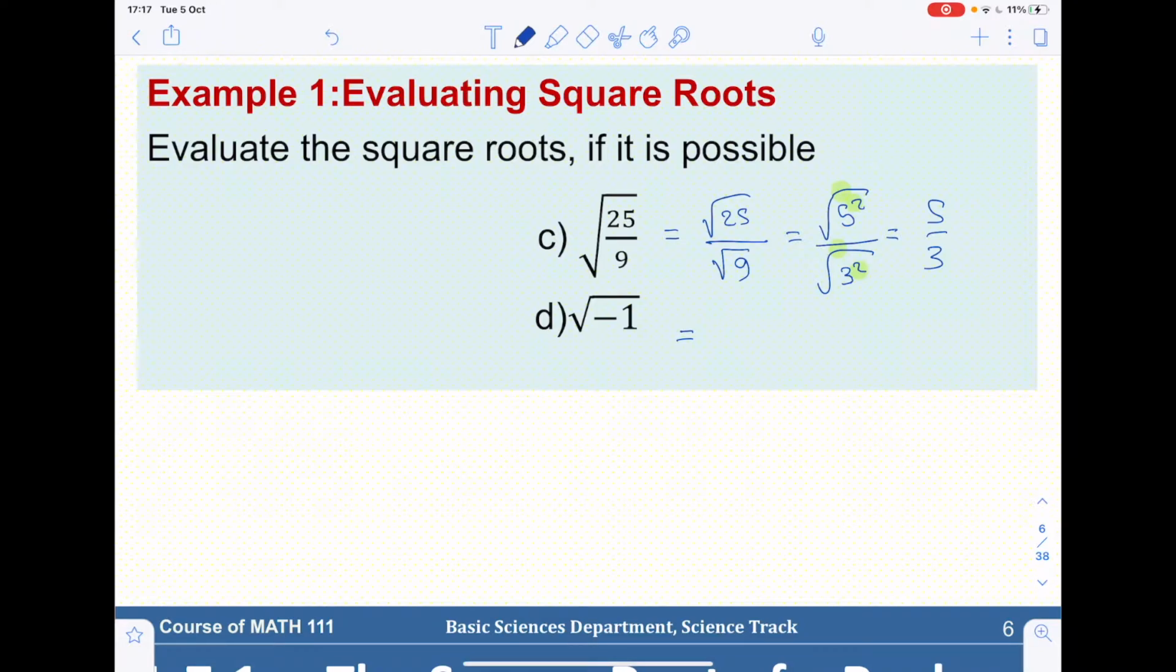And you know that there is a condition for the values under the root. It has to be a positive or non-negative value. Okay, so since negative 1 is less than 0, this value is undefined in the real numbers.